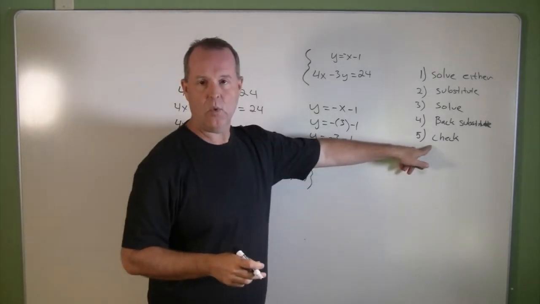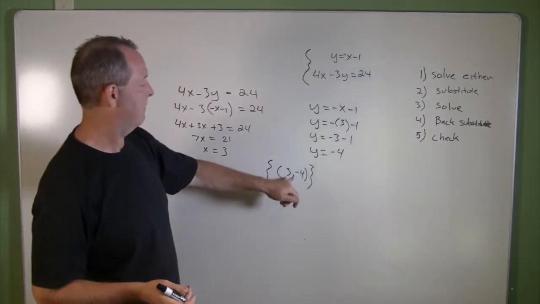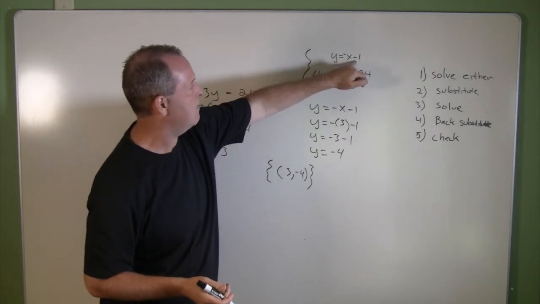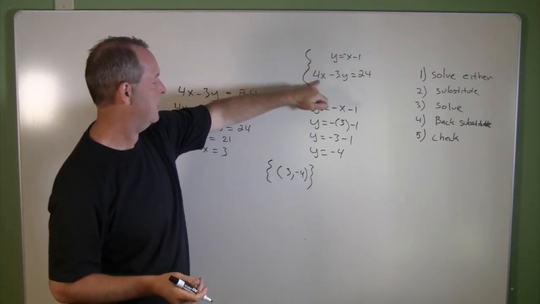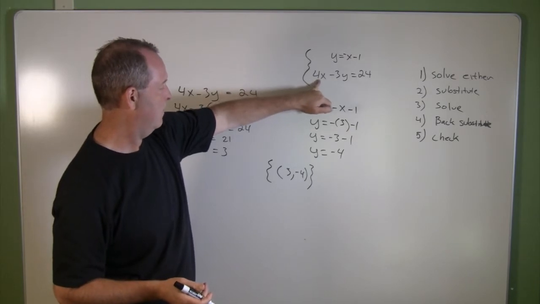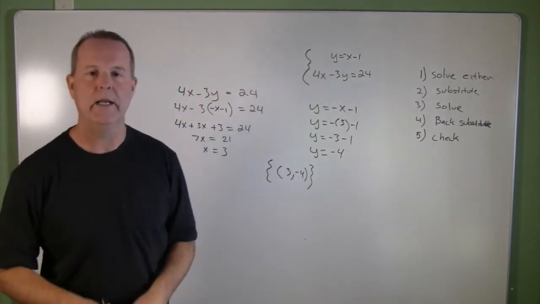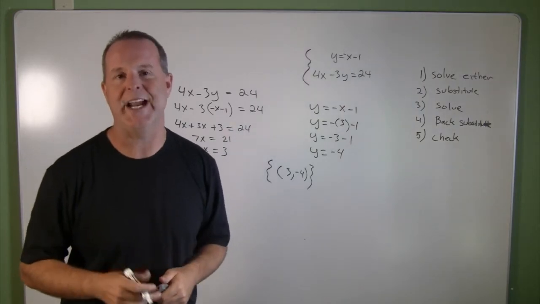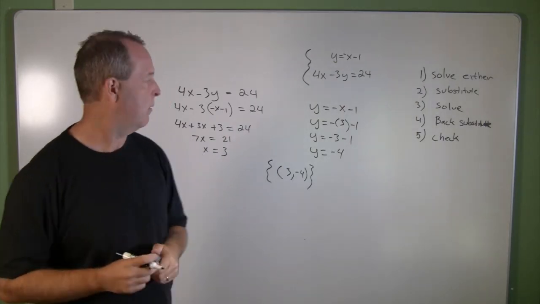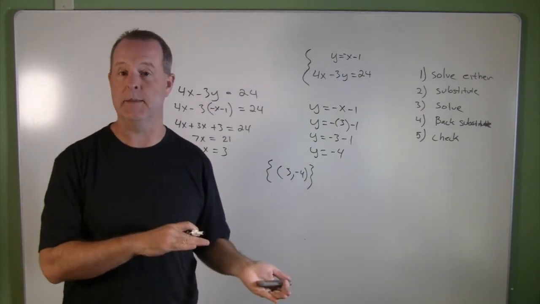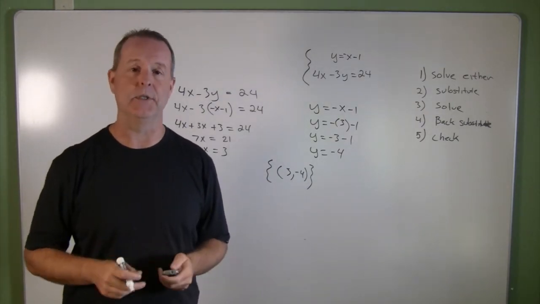And lastly, I want to do a check. 3, negative 4: negative 4 does equal negative 3 minus 1. And then plug it into this one. I have 12 minus a minus 12. 12 plus 12 equals 24. And so I just did a quick visual check, and that is true to both equations. So therefore, that is the solution to this system of equations by using a substitution method.